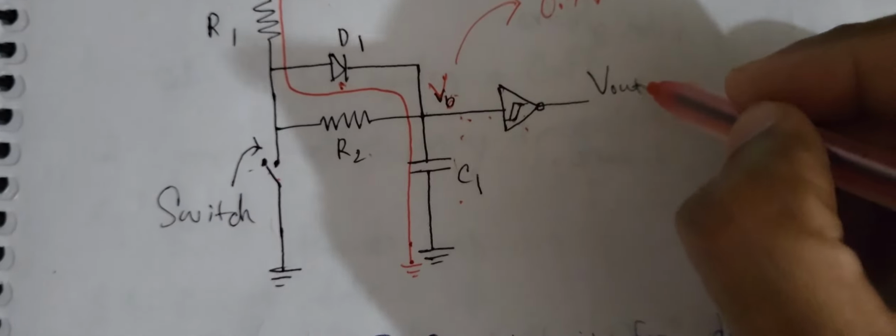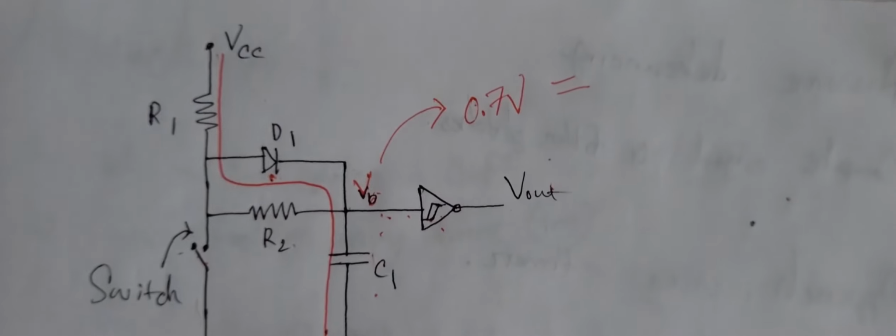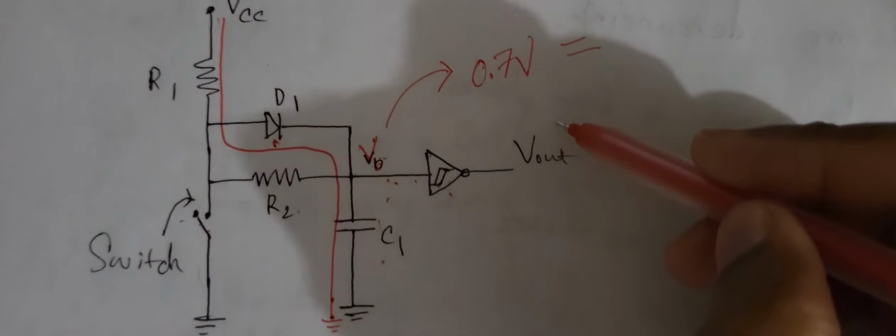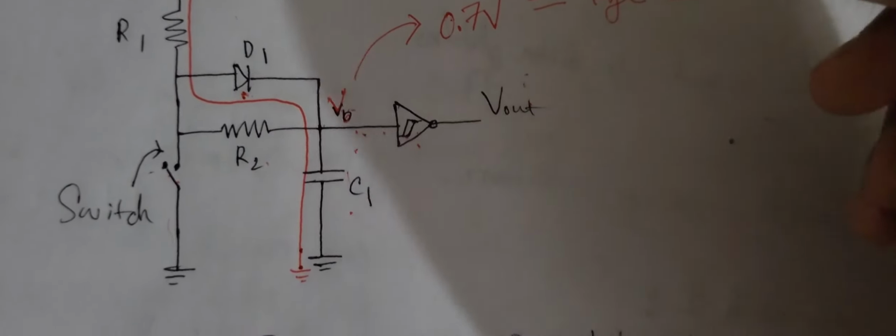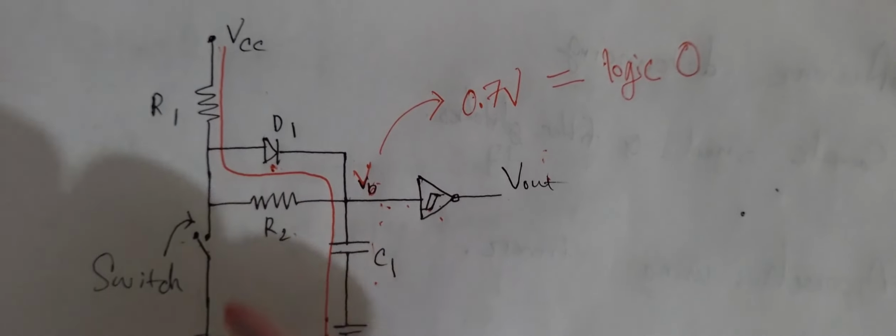As we found 0.7 volt here, it will go through this buffer and the B output will be 0.7 volt, and the output will be logic 0.